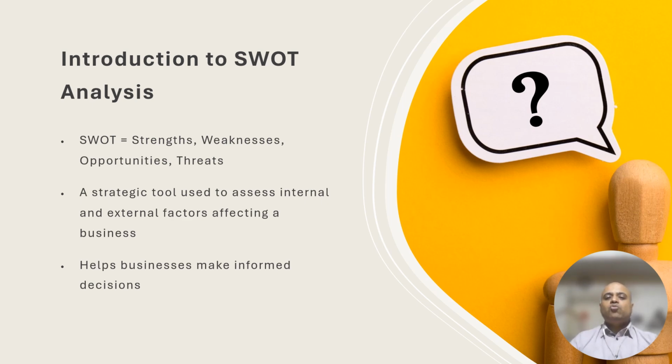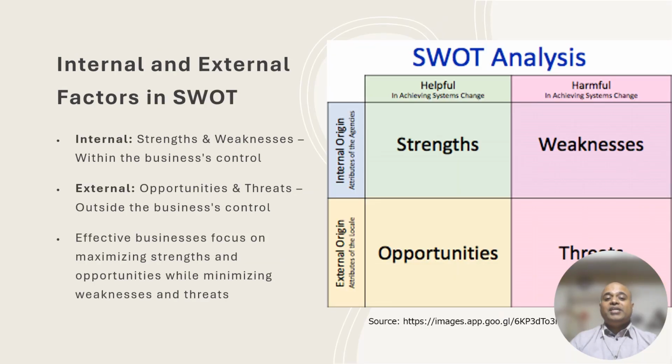Why do businesses use SWOT? Because it helps them to make smart, informed decisions. For example, if a company knows its strengths, it can use them to gain a competitive advantage. If it understands its weaknesses, it can work on improving them. Identifying opportunities allows a business to grow, while recognizing threats helps it prepare for the risks. So, in a nutshell, SWOT analysis helps businesses stay ahead of the game. Next, let's break down each component in detail.